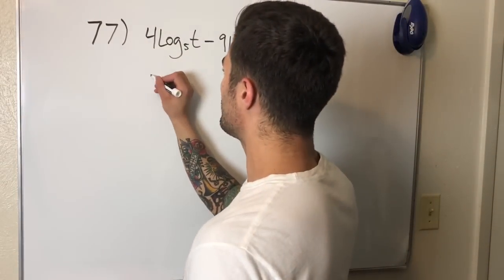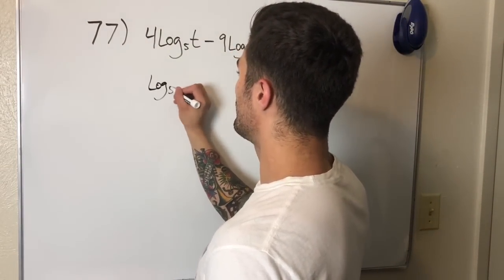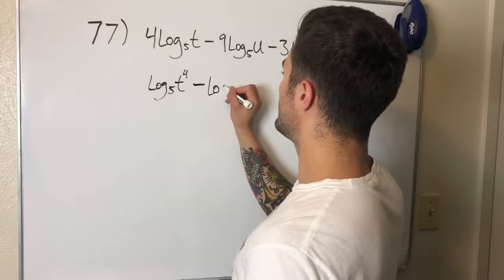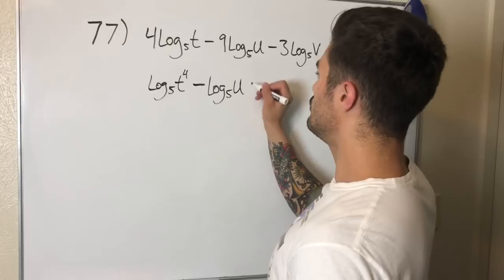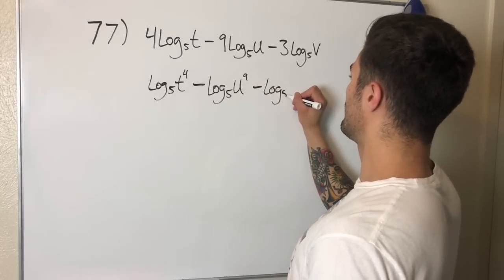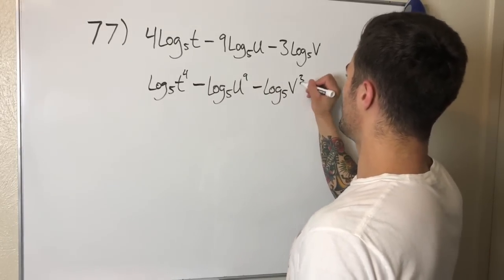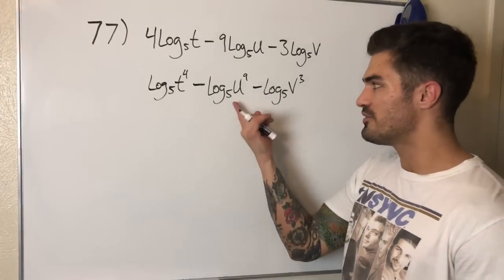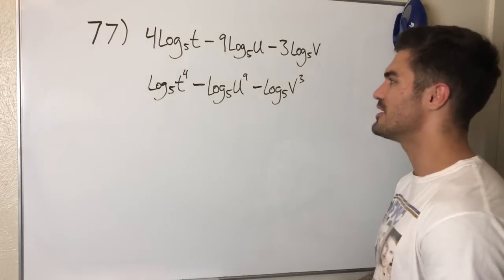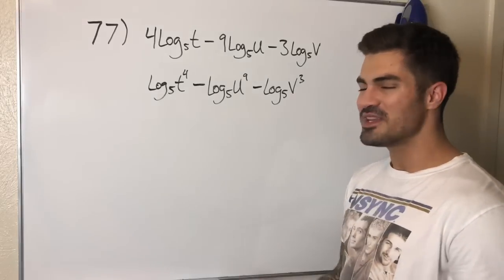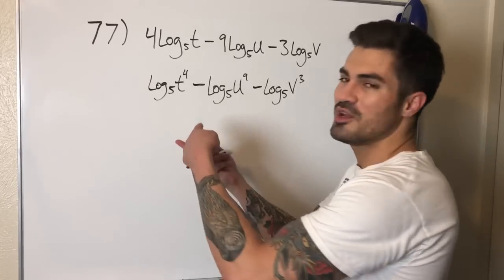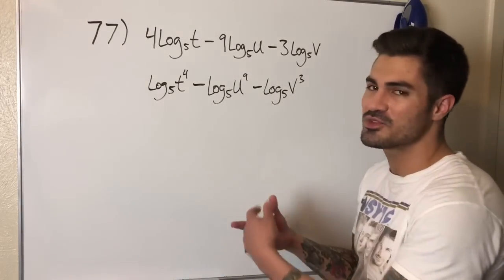So log base 5 of t to the 4th minus log base 5 of u to the 9th minus log base 5 of v cubed. And by the way, you can never use these rules if they don't have the same base. They'll pretty much always have the same base because they want you to use the rules. So my suggestion is to do one step at a time. Combine these two, and then combine this one, and I'll show you why.